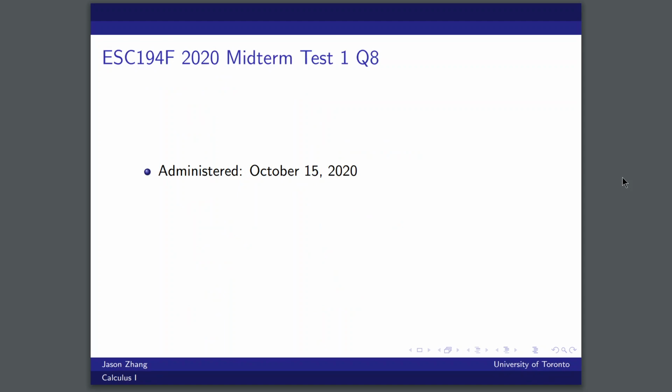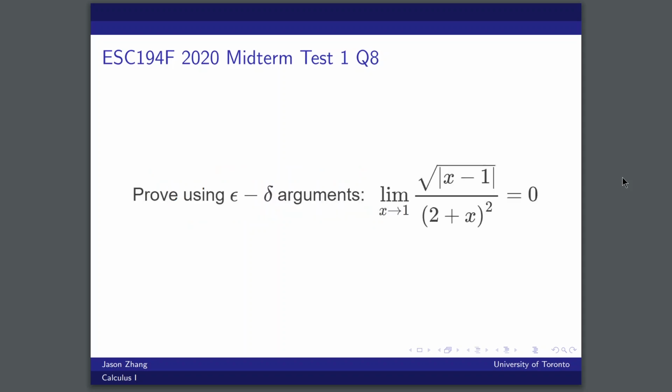But today I'll be going over a midterm question that I did during the fall. There were two midterm tests. This is from midterm test 1, which was administered quite early actually, October 15th, 2020. And the topic of this quiz is the delta-epsilon definition of a limit, which is probably one of the most notorious topics in this course, probably one of the most feared as well by students.